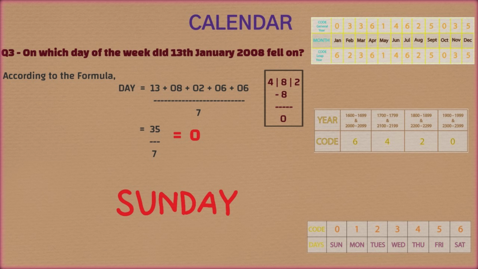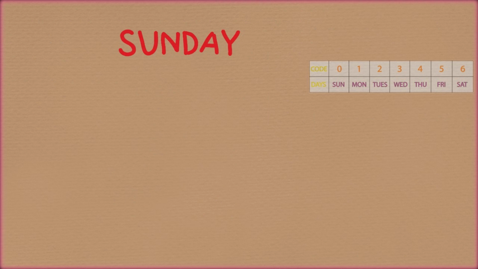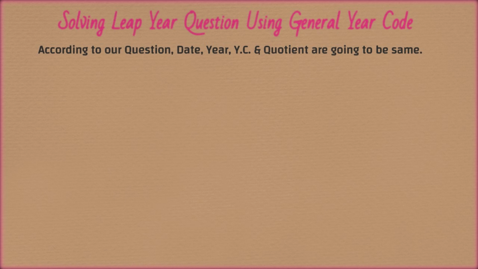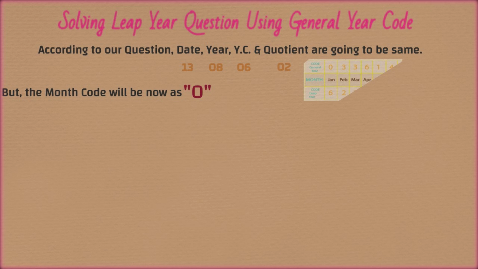So this was the method where we used a modified version of the codes in order to solve the leap year questions. Now let's try to solve the same leap year question using our general year codes. Let's see what happens in that case. According to our formula, the date, year and quotient will be the same, that is 13, 8 and 2. But in case of the month code, it will change from 6 to 0, because in a general year, the code for January is 0. And finally, the year code will also remain the same as 6.